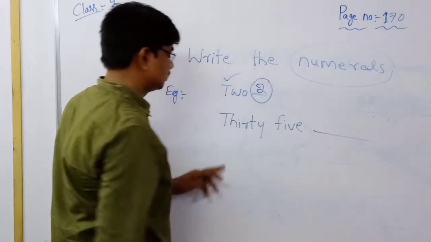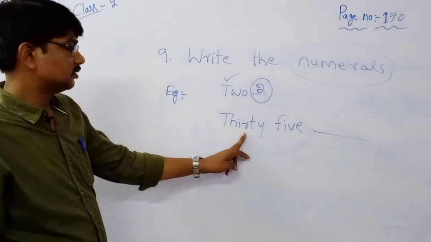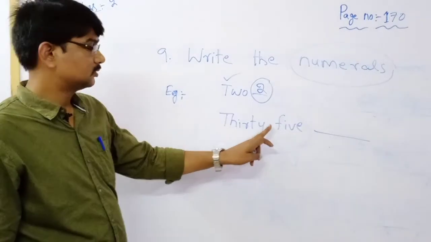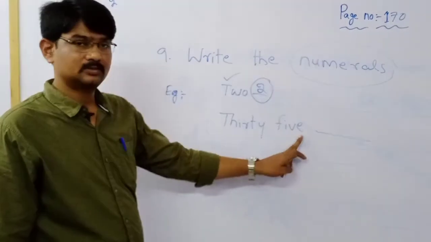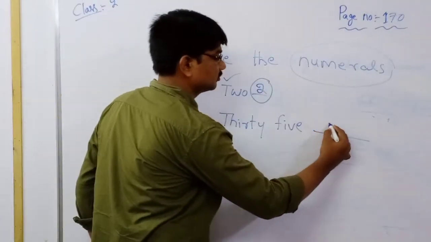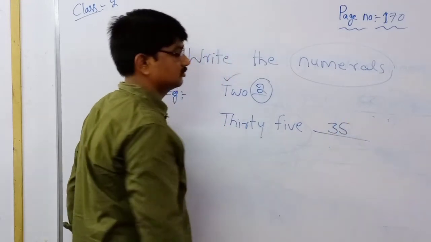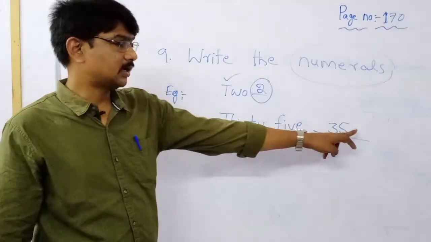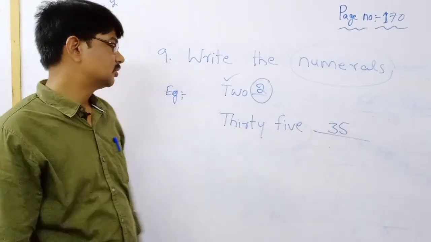THIRTY, 30. FIVE, 5. So 35. How to write 35? 3 5, 35.